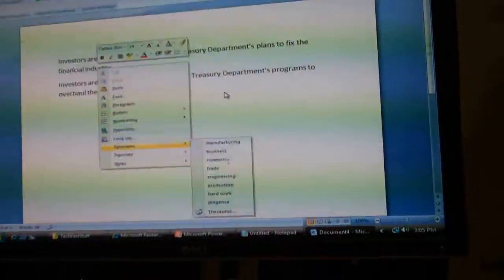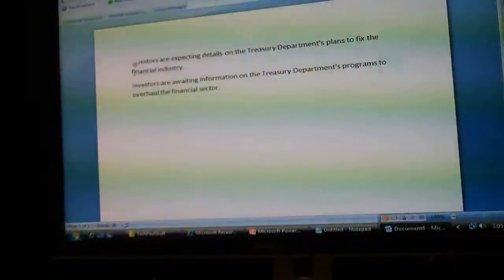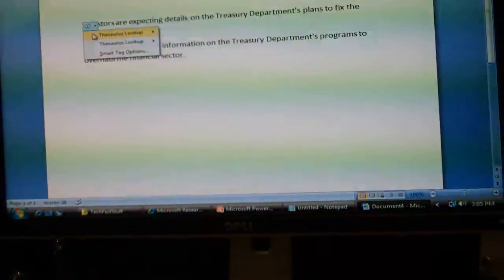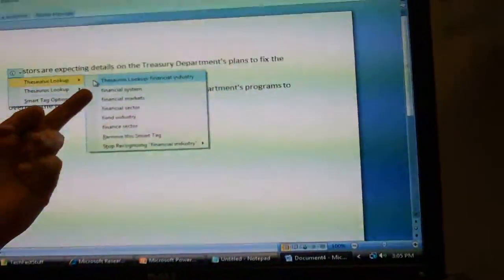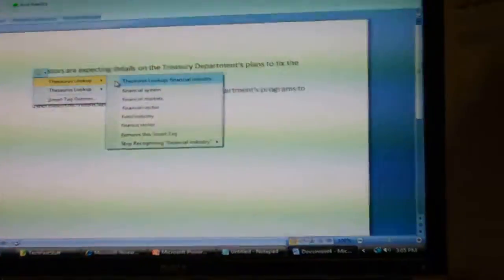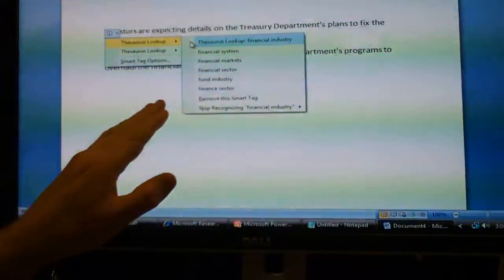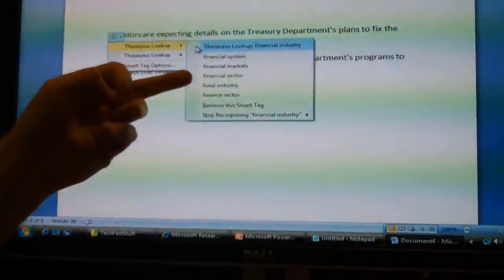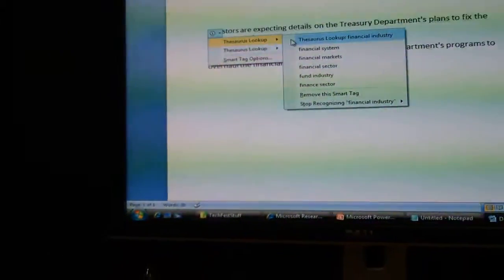It's perfectly nice to have them there. They may be useful at the right times. What we really want to be able to do is suggest something like this. Plans to fix the financial industry going to financial system, financial markets, financial sector. So it's like a thesaurus for terms, not necessarily a single word. Well, it's not only that, this is not just individual words. In this case, we have learned these from machine translation data.